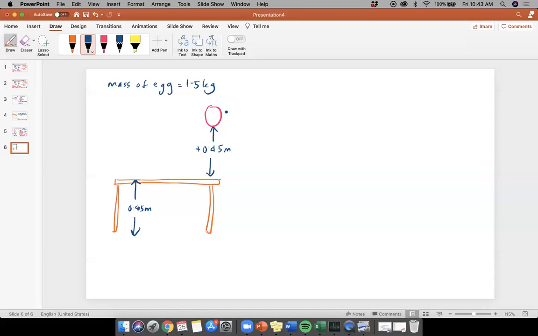Okay, it's lifted off from the table by 0.45 meters, right? And it is lifted off from a table of height 0.85. All right, so that is your situation here. And then it's asking you, what is the change in gravitational potential energy of the egg?